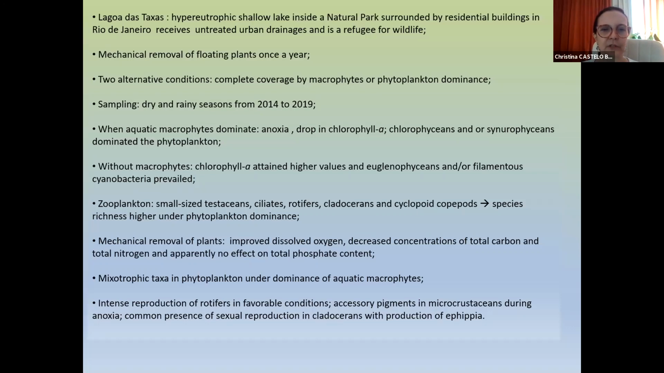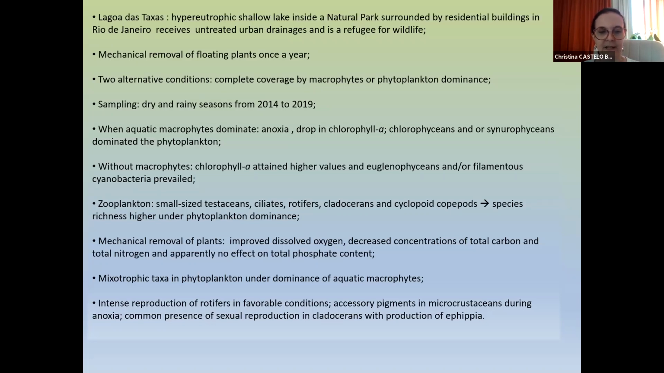Mechanical removal of floating plants once a year. Two alternative conditions: complete coverage by macrophytes or phytoplankton dominance. Sampling in dry and rainy seasons from 2014 to 2019. When aquatic macrophytes dominate: anoxia, drop in chlorophyll a, chlorophycians and cyanophycians dominate the phytoplankton. Without macrophytes, chlorophyll a attained higher values and chlorophycians and/or filamentous cyanobacteria prevailed.